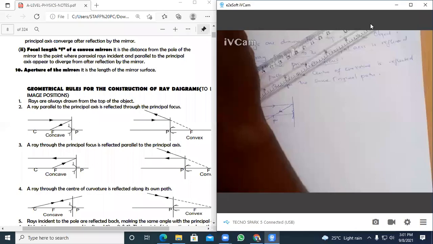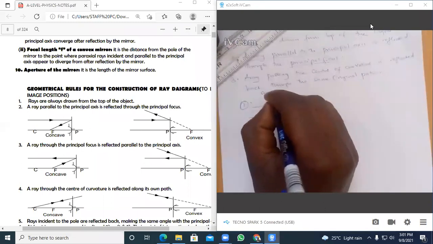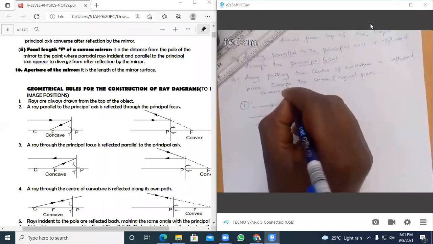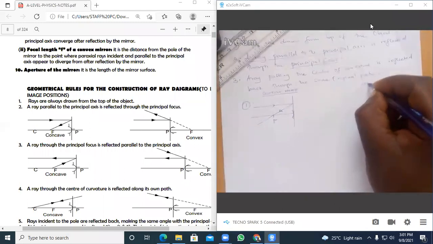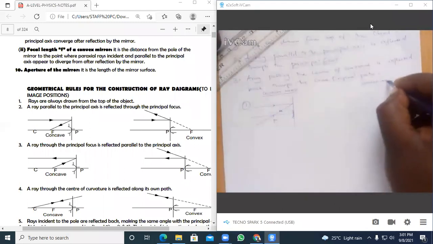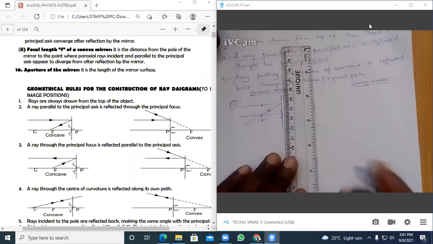Okay. So this is for the concave. This side we have the concave mirror, and this side we have the convex mirror. So for the convex, that is the first ray. Now, what is number one?